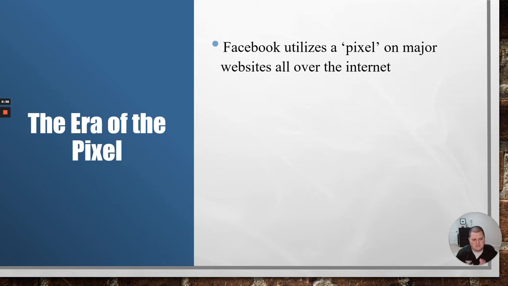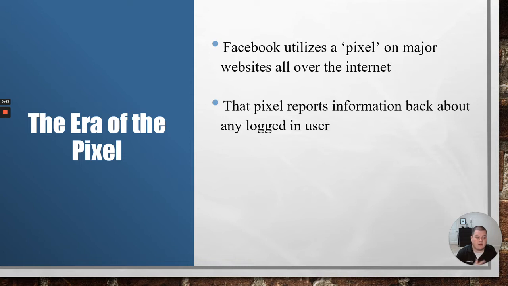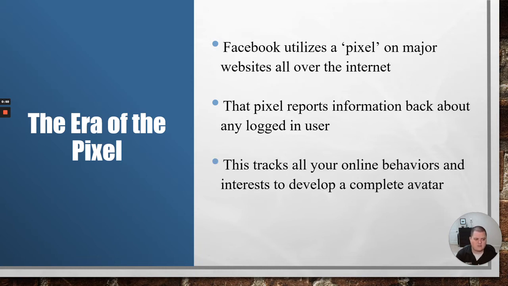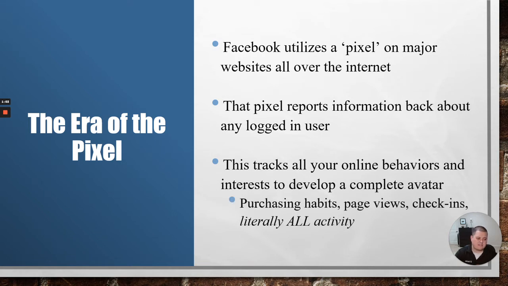Basically, Facebook uses a pixel or a snippet of code on major websites all over the internet, and that pixel will report information about any logged in user that's visiting a site. It tracks all of your online behaviors, your interests, the page visits, the things that you're watching, everything. And it develops this complete avatar for everybody that is logged in as that pixel reports data back. So basically, everything you're doing online goes into this persona, if you will, this personal profile for everyone. And that's how Facebook really became the custom audience king.